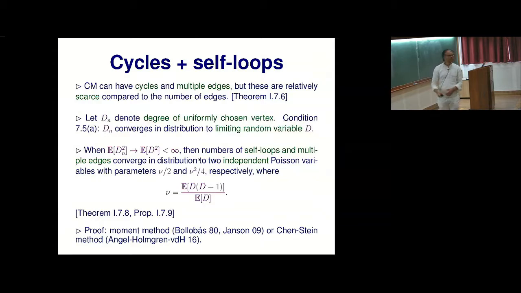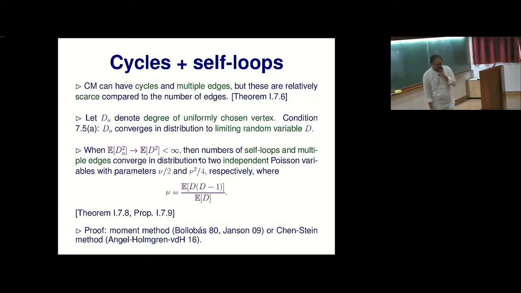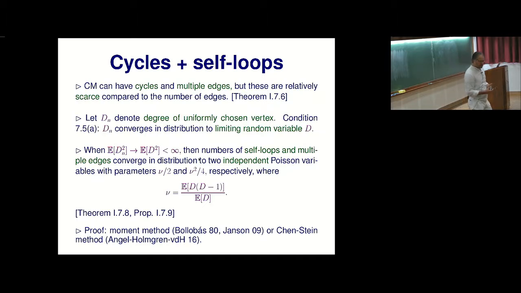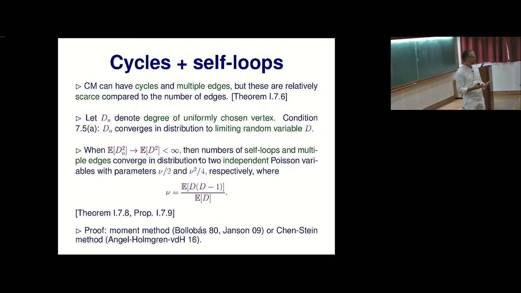So how do you prove this? Well, it's Poisson convergence. You can use moment methods. Just compute all the factorial moments, show that they converge in the right way to the right limit, and then you're done. Yeah, so one measure of the mistake would be the number of edges that you remove.